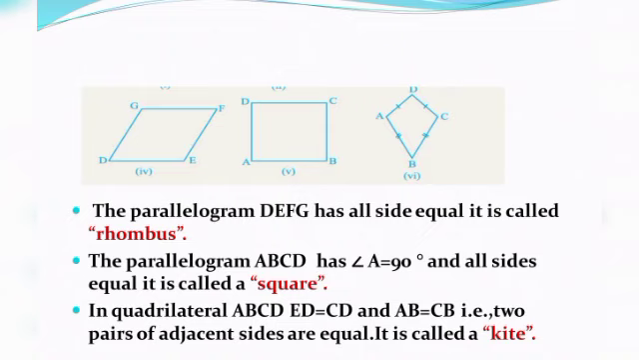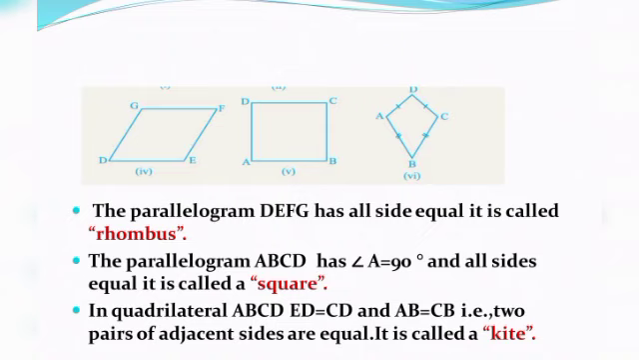In quadrilateral ABCD of figure 6, here AD is equal to CD and AB is equal to CB. That is, two pairs of adjacent sides are equal. It is not a parallelogram. It is called a kite. Here you can note that a square, a rectangle and a rhombus are all what?